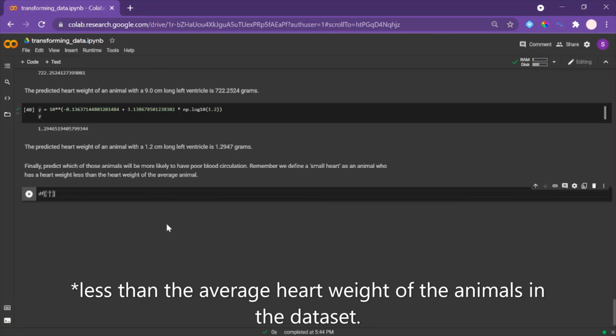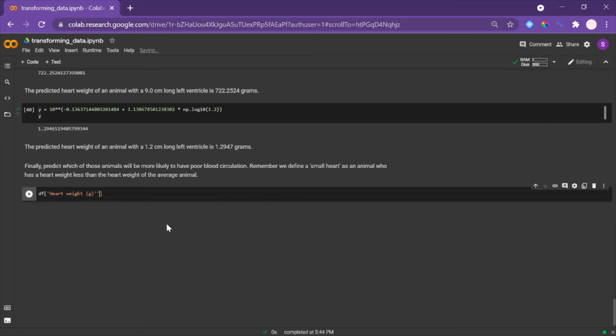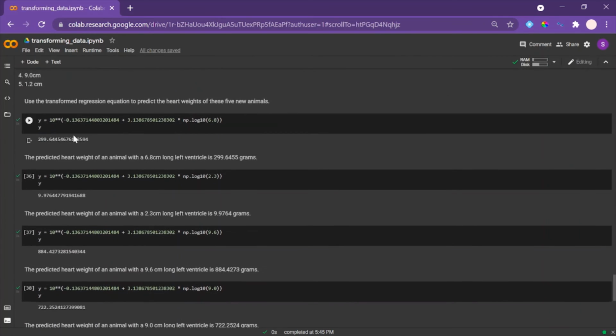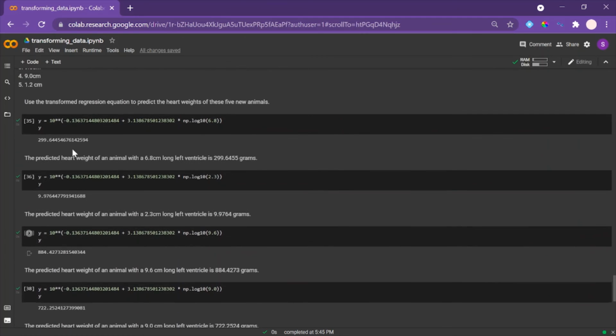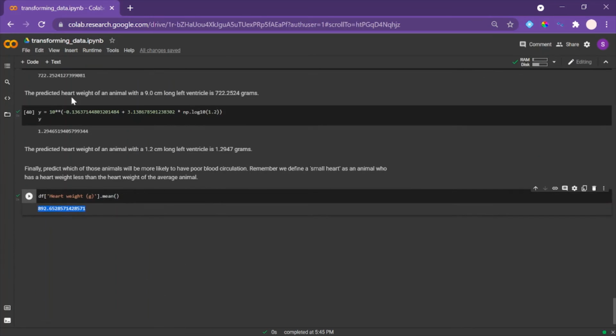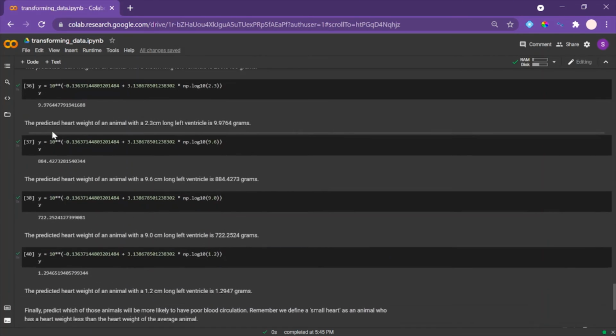So we're going to do data frame, we're going to target the heart rate, and we're going to do dot mean. And so now we can say, okay, the average heart rate of an animal is 892.6529 grams. Okay, so any number that's less than that, we can say has a small heart. So is the first animal of 6.8 centimeters less than 892 grams? Yes. So we're going to say yes for that.